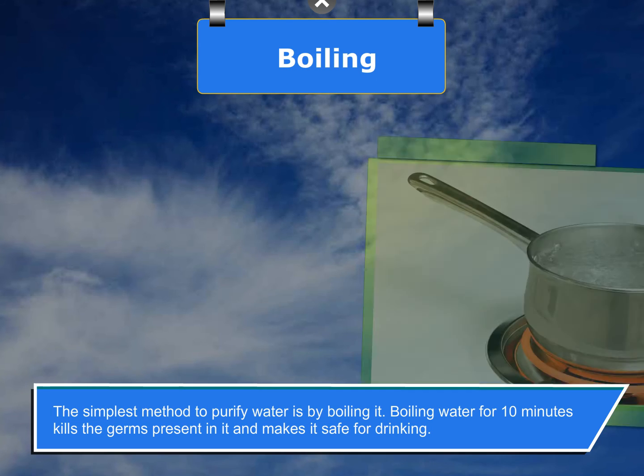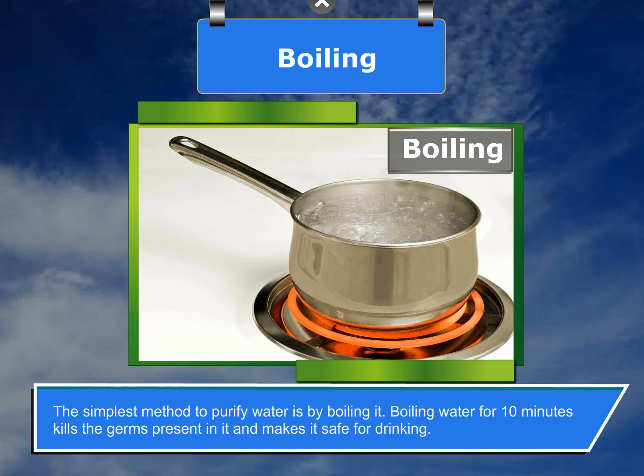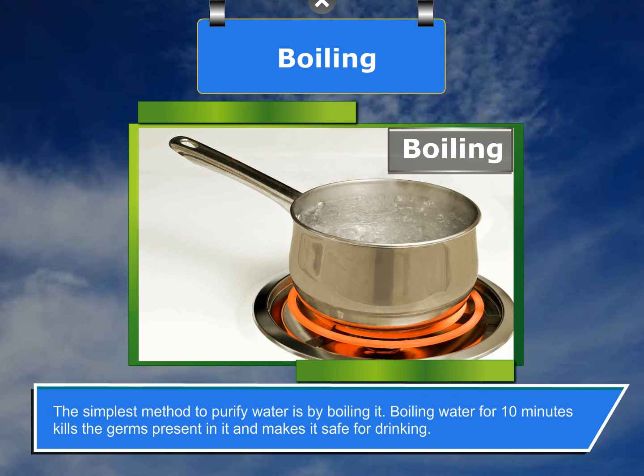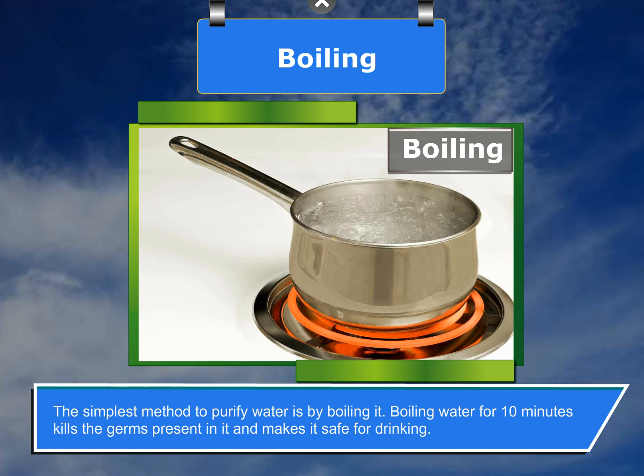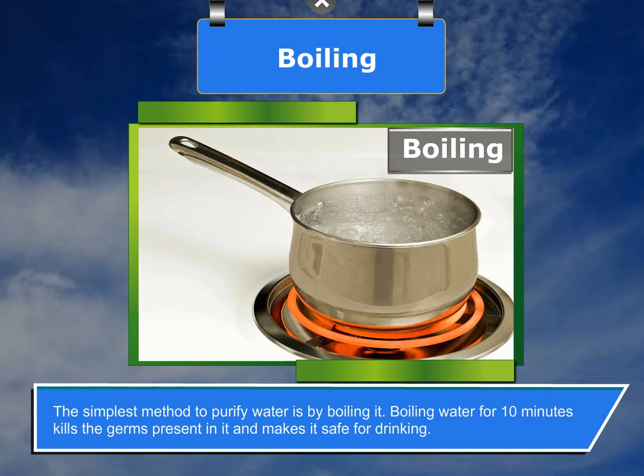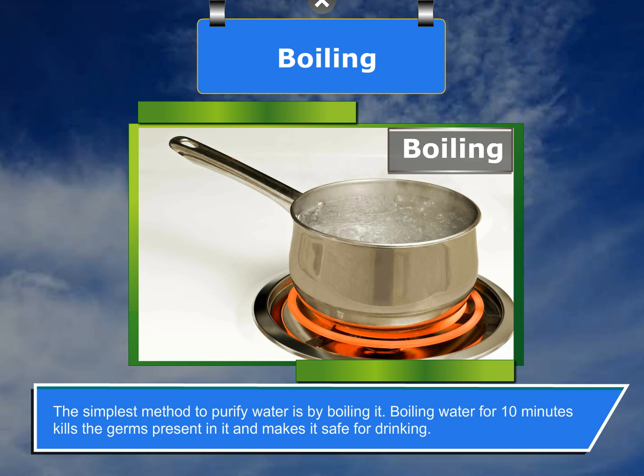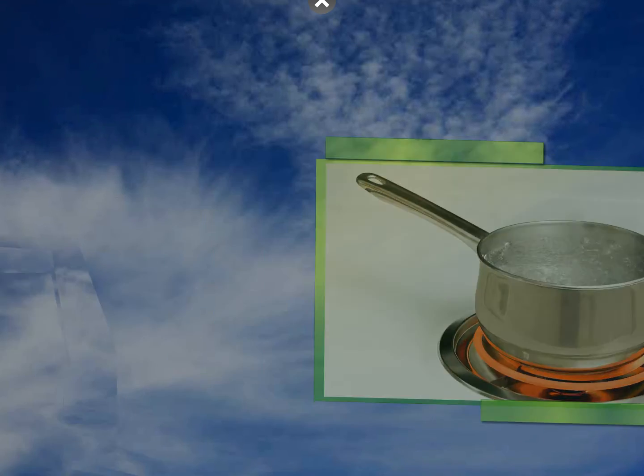Boiling. The simplest method to purify water is by boiling it. Boiling water for 10 minutes kills the germs present in it and makes it safe for drinking.